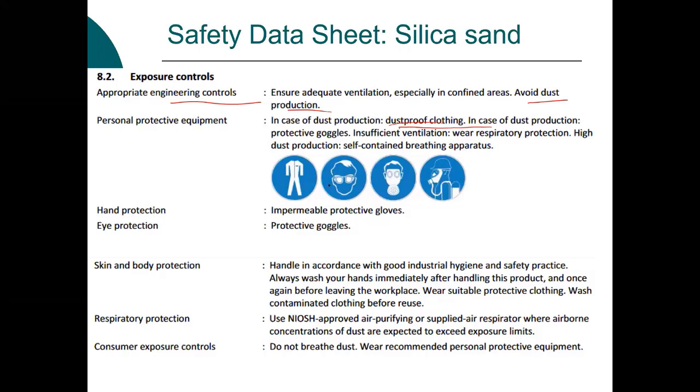Protective goggles, see that right there. If there's insufficient ventilation, then they need to wear respiratory protection. And if there's a high dust protection, then you're actually going to have them in self-contained breathing apparatus. So this tells you exactly what is needed in this kind of an environment. Tells you you should need to wear impermeable protective gloves. There's your protective goggles. So in terms of working with a chemical, this provides you all the information you need.